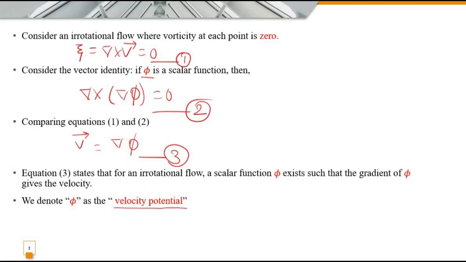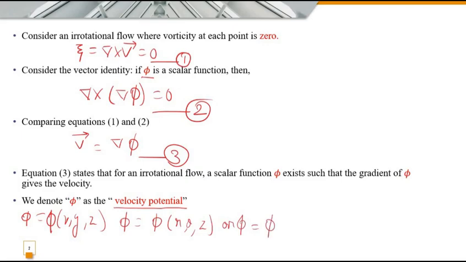Now what is this velocity potential? It is a function of all the spatial coordinates. In Cartesian coordinates, phi will be a function of x, y and z, and if I have to write it in cylindrical coordinates, then phi will be a function of r, theta and z.